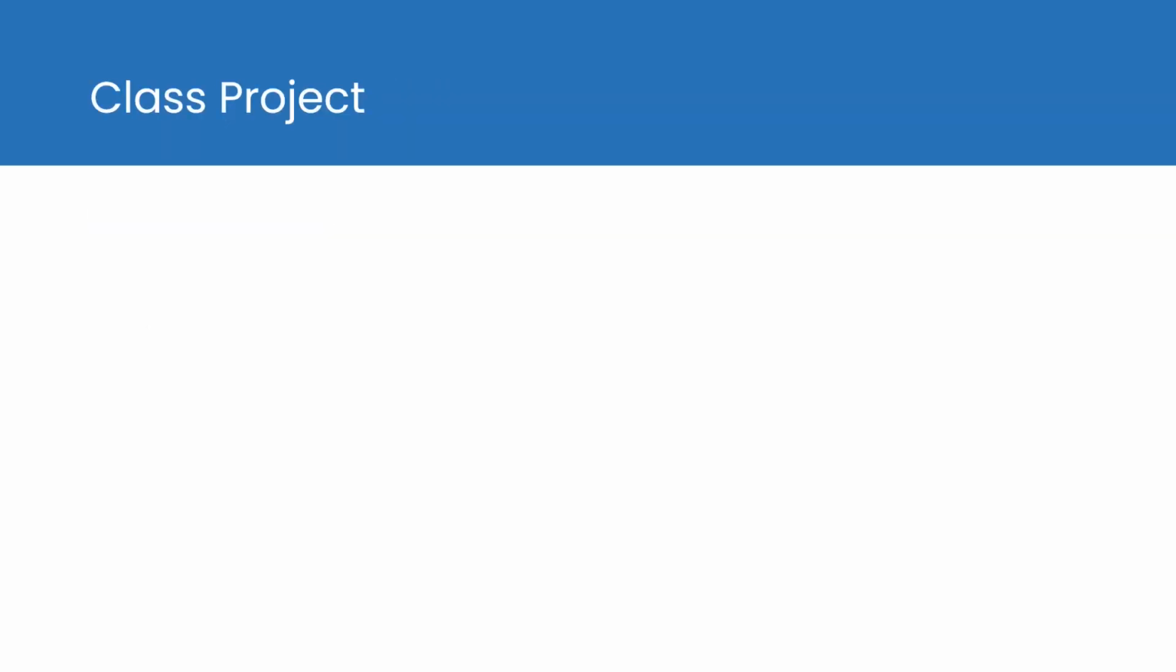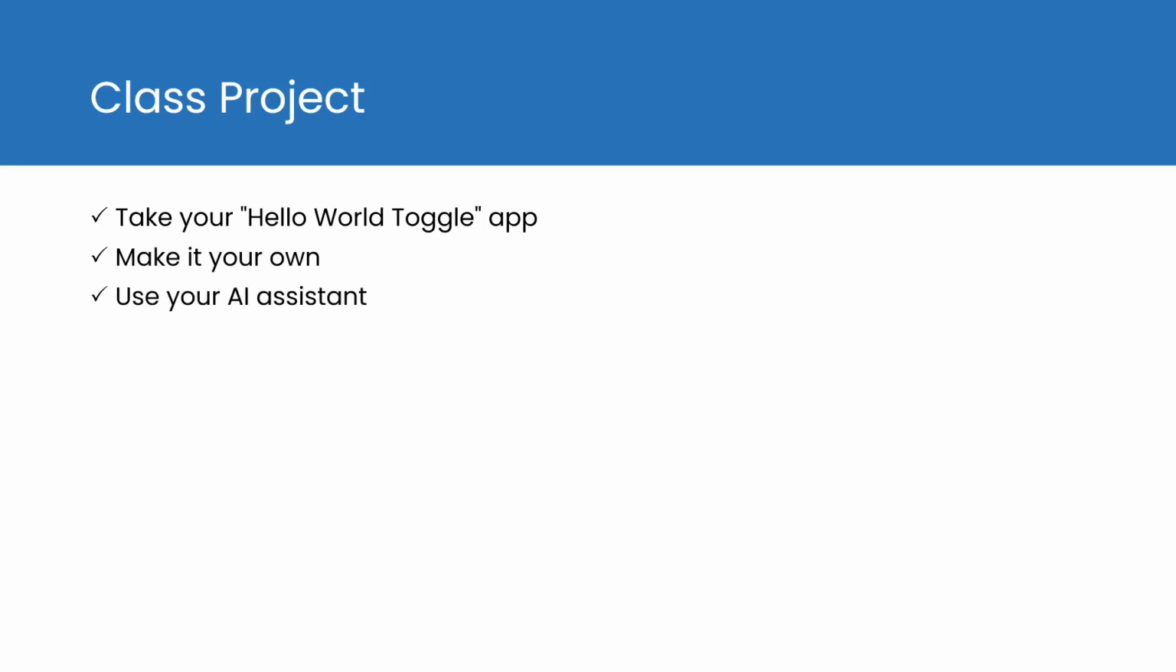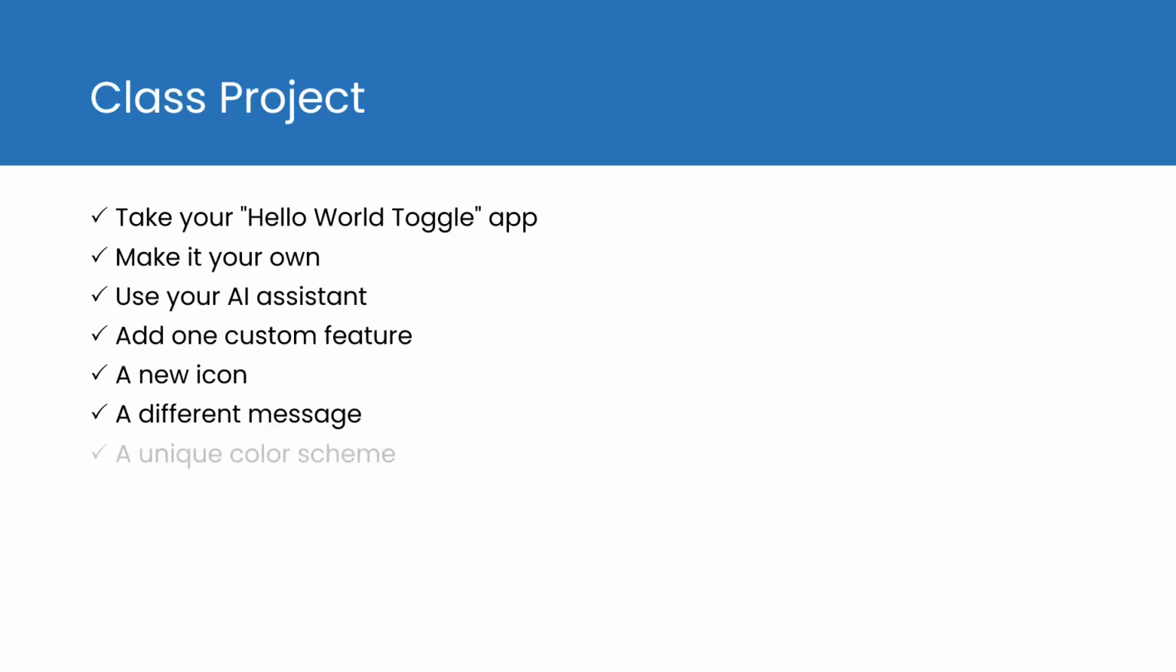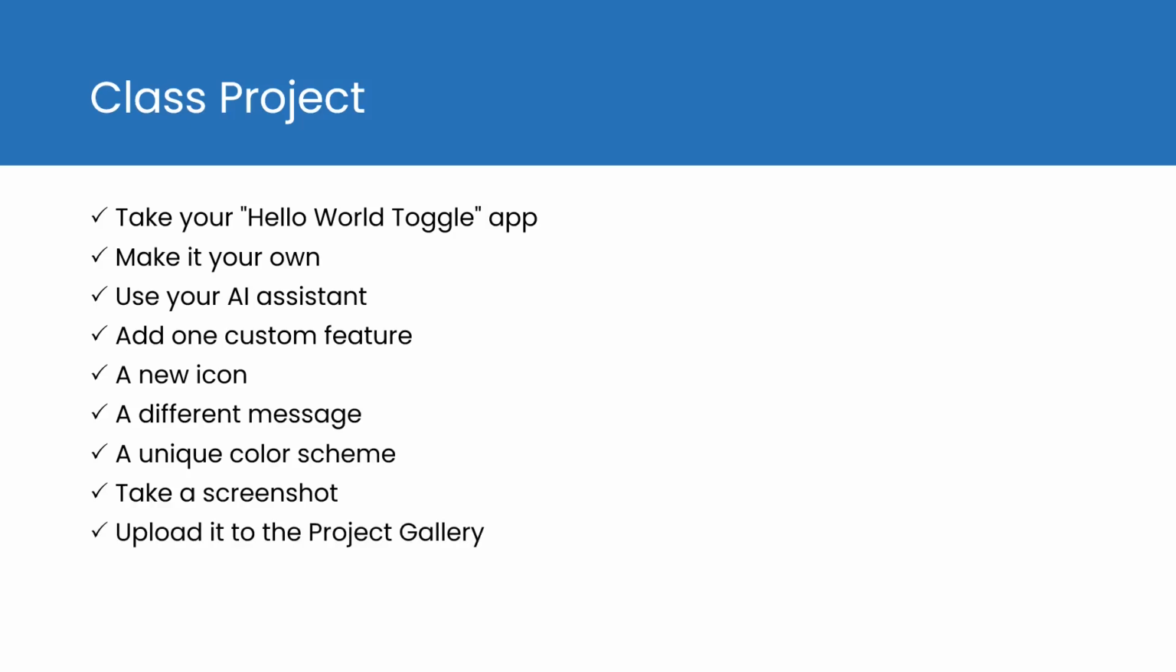Your project for this class is to take your Hello World toggle app and make it your own. Once you have built the base app with me, use your AI assistants to add one custom feature, maybe a new icon, a different message, or a unique color scheme. When you're done, take a screenshot of your app running on your phone and upload it to the project gallery. I'll be there to give you feedback and celebrate your first builds.